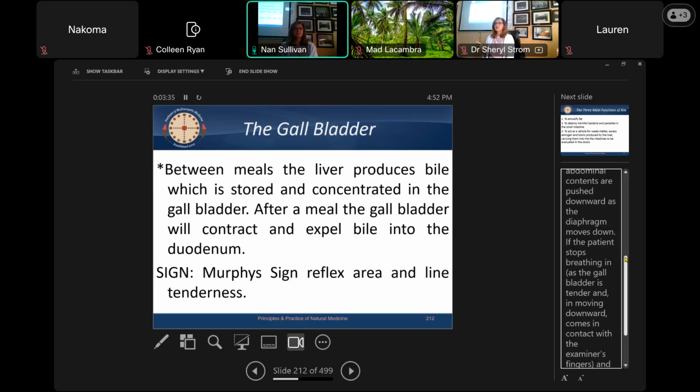If the patient stops breathing, they'll go like this. They'll catch that pain. It's possible they could have gallstones. Like that. Oh, like, oh. Okay. That's the Murphy sign.